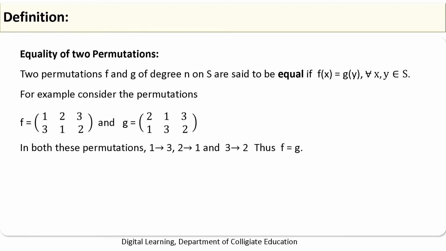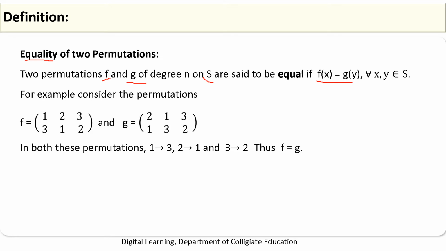Next definition. When do we call two permutations equal? Equality of two permutations. Consider any two permutations F and G on a set S. Those two permutations are said to be equal if f(x) is equal to g(x) for all x belonging to S. That means the image of x in F must be equal to the image of x in G.